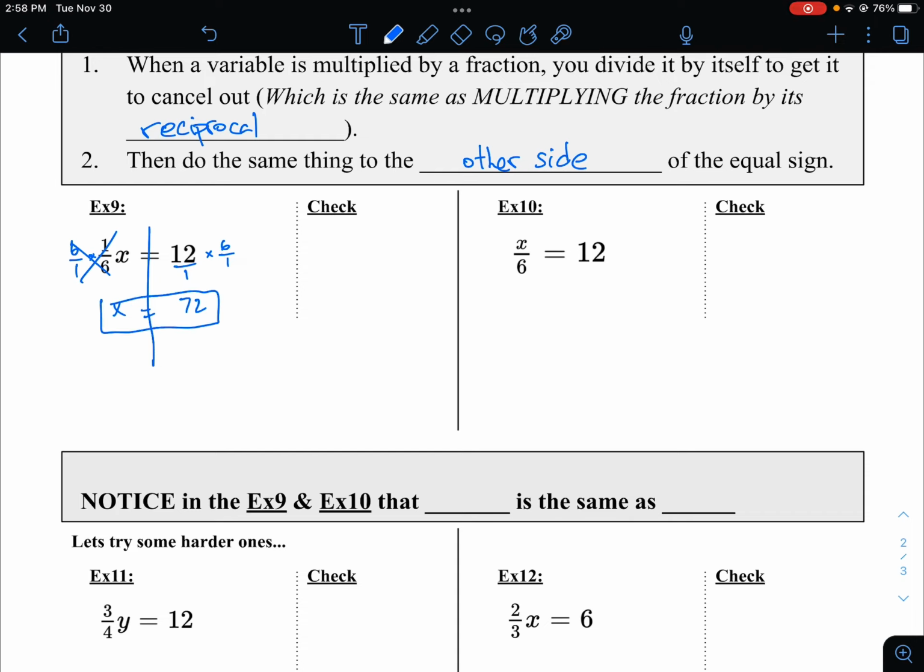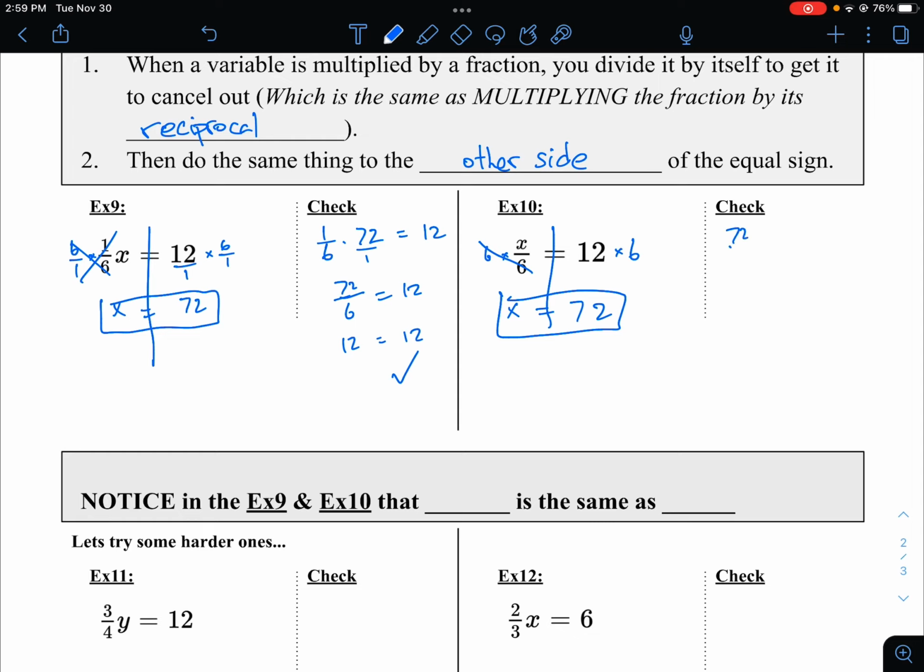Well, let's make sure that's true. So 1/6 times 72, does that equal 12? Well, let's see. 72 times 1, that's 72 over 6, which equals 12. Does 72 divided by 6 equal 12? It does, so that is true. Let's try number 10. x divided by 6 equals 12. We'll multiply by 6, right? Multiply that by 6. This cancels. We're left with x equals 72. And again, does 72 divided by 6 equal 12? It does.